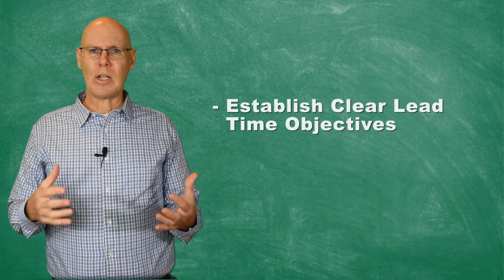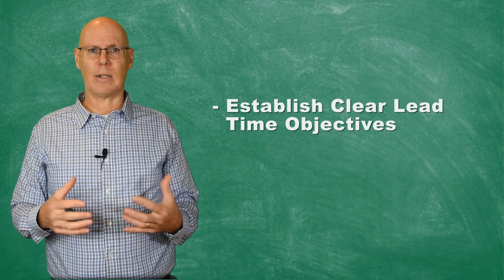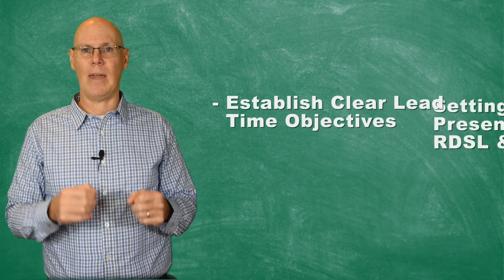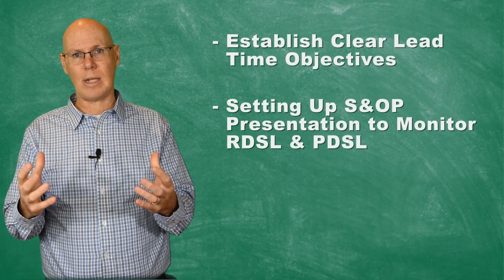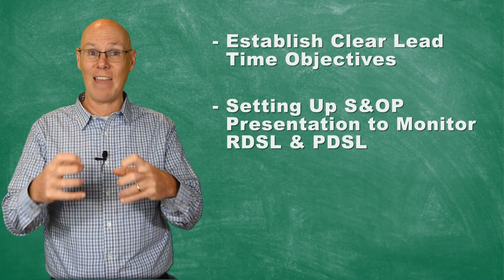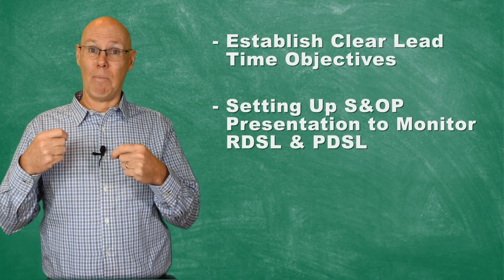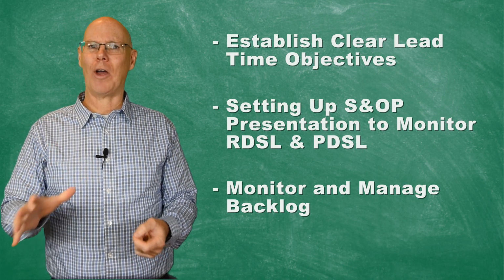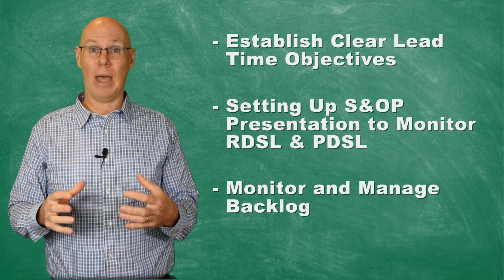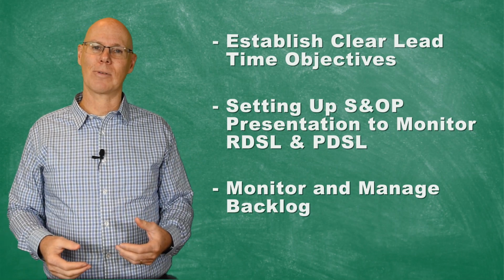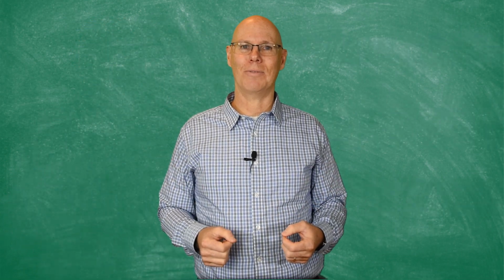So, by establishing clear and specific lead time objectives by type of customer within a product family, and then setting up your S&OP presentation and metrics to monitor RDSL and PDSL at this level, and then monitoring and managing your backlog, you're well on your way to using S&OP to improve this important metric and thrilling your customers. I hope you've enjoyed this session.